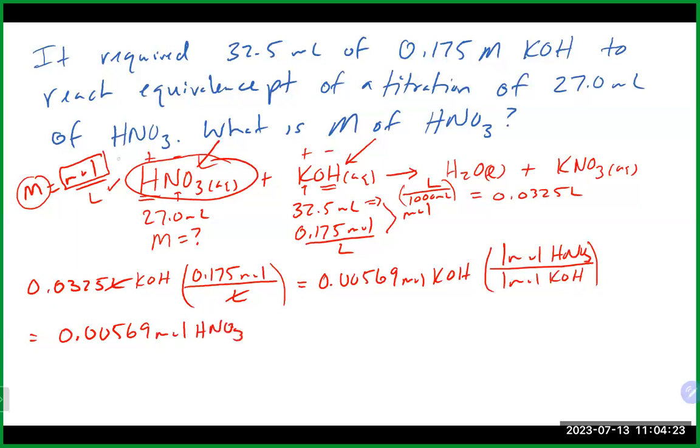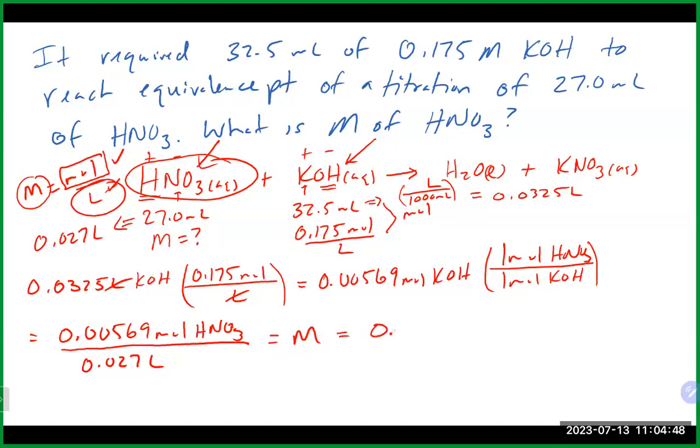Now that we have the moles of our nitric acid, we also have the liters. If we convert this to liters by dividing by 1,000, that will give us 0.027 liters. We actually can calculate the molarity here, and if we do that, rounded, we will end up with 0.211. I'll use big M for our nitric acid, as we talked about: 0.211 moles per liter of nitric acid.